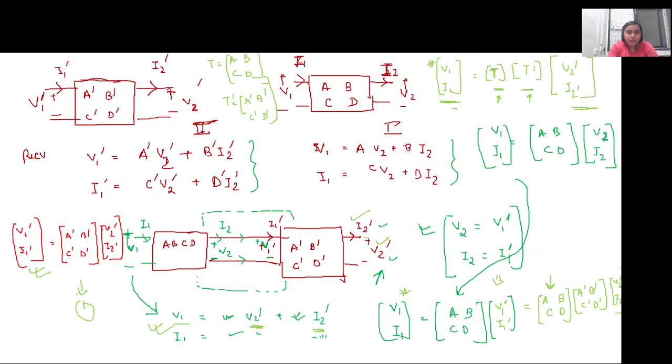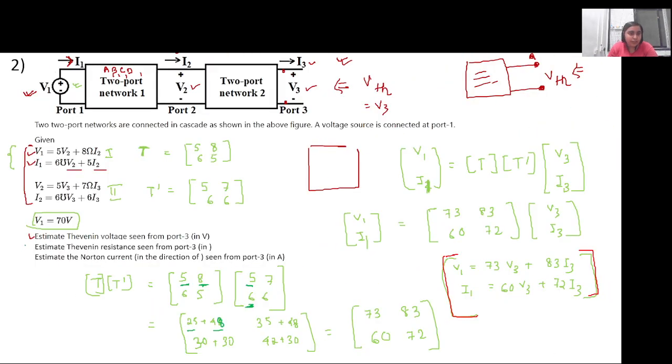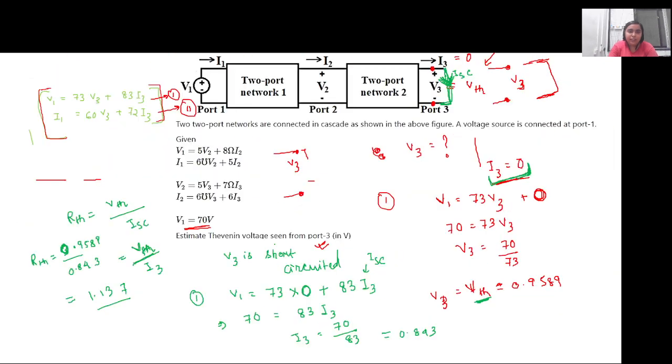Now the third part of the question: we have calculated the Thevenin's equivalent resistance, now estimate the Norton current in the direction as seen from port 3. That is basically what ISC is, because in the Norton circuit, we short the terminal and calculate the short circuit current. So this is the answer to part 3, where I3 equals ISC or I Norton, which is equal to 0.843 ampere. Is this clear?